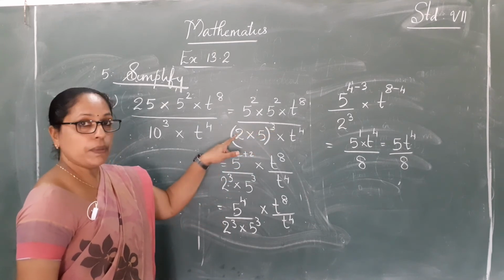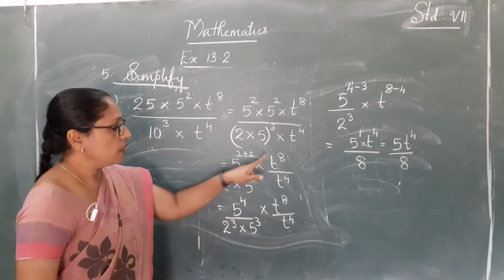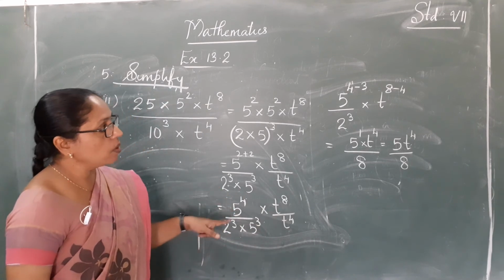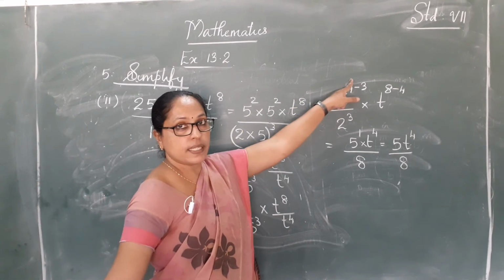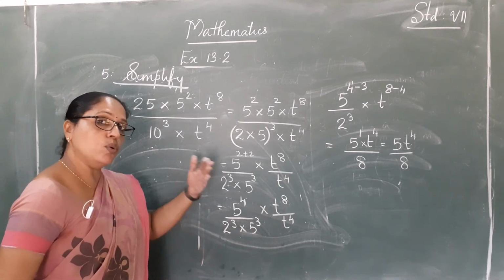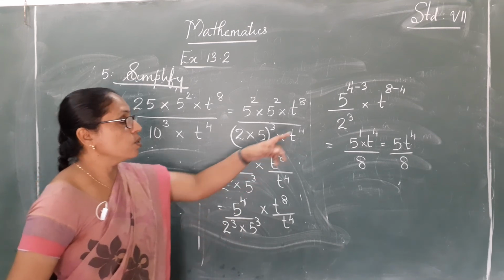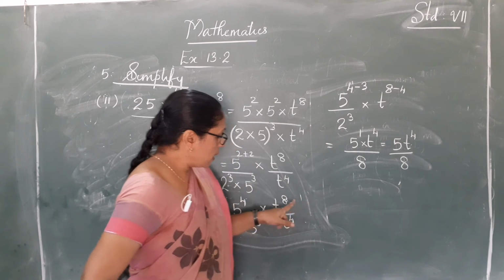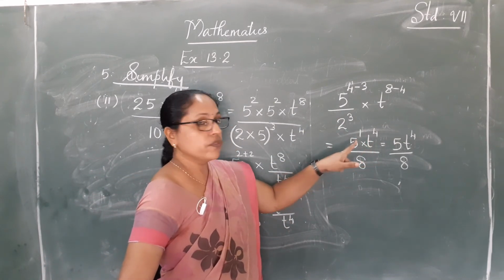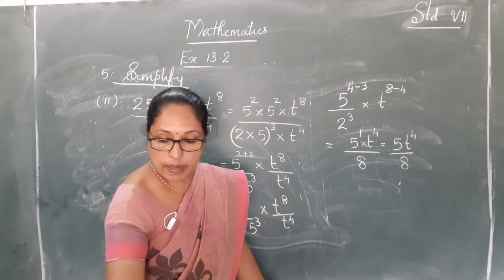Down, open the power, 2 raised to 3 into 5 raised to 3 into t raised to 4. Now, applying the division law, 5 raised to 4 minus 3. But there is a number down which is 2 raised to 3 which has no other number which has the same base as 2. Okay, so 2 raised to 3 into t raised to 8 minus 4. So 5 raised to 1 into t raised to 4 by 2 raised to 3 is 8. Okay, so now that completes the exercise.